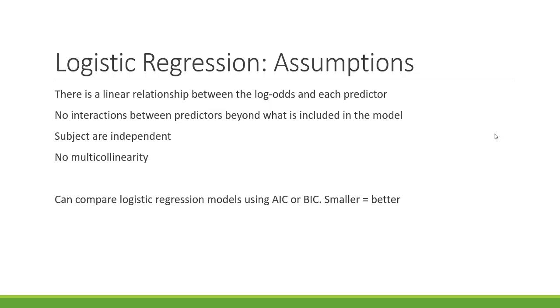And just as a note with logistic regression, if we want to compare models, we can use AIC or BIC. Smaller AIC means that it would be a better or more preferred model.